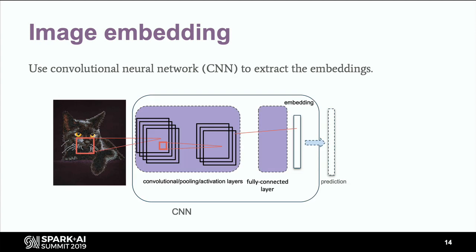And nowadays, the most popular approach to extract embeddings is to use the convolutional neural network, right? It's a very popular approach for image data. We use it for image classification, object detection, etc. It has many layers, and one of the key components is the convolutional layer, which we apply on different positions of the image and extract the feature maps. Another important layer is the fully connected layer, which maps the feature map to the embeddings. And from the embeddings, you can apply a softmax layer to do the prediction.